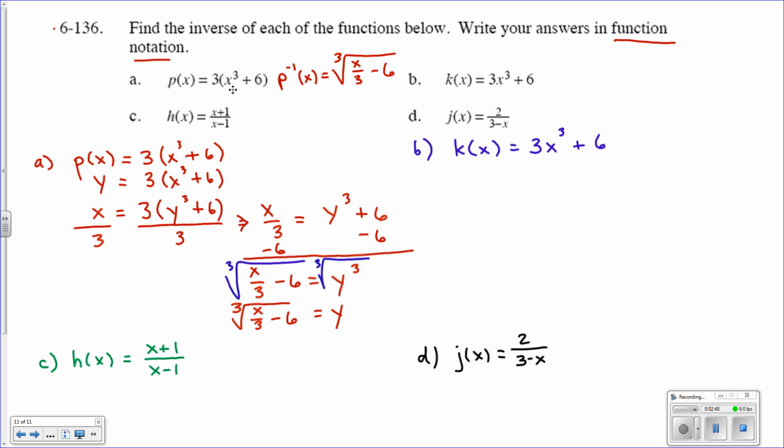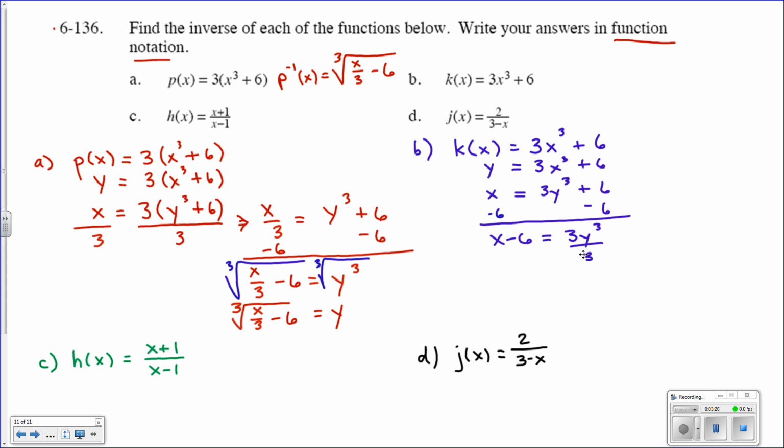Letter B, we're going to be dealing with k of x equals 3x to the third plus 6. So again, this is like saying y equals 3 times x to the third plus 6. Let's flip-flop our x and y. So we have x equals 3y to the third plus 6. Let's subtract 6 from each side. So x minus 6 equals 3y to the third.